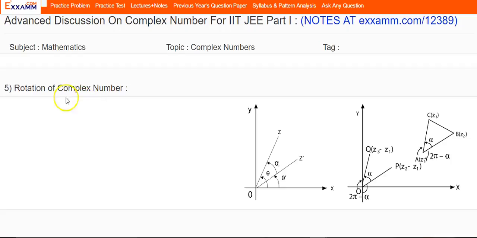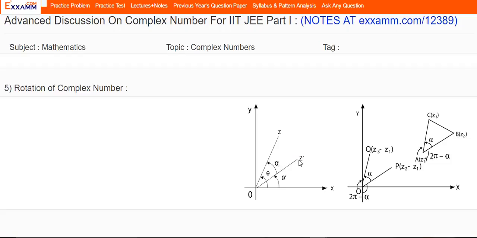Exxamm.com/12389. In this lecture we will cover rotation of complex number, de Moivre's theorem, and then we use that theorem to calculate the cube roots of unity and then nth roots of unity. Then we will expand on the concept of geometrical representation of a complex number, and then we will do loads and loads of examples on these topics.